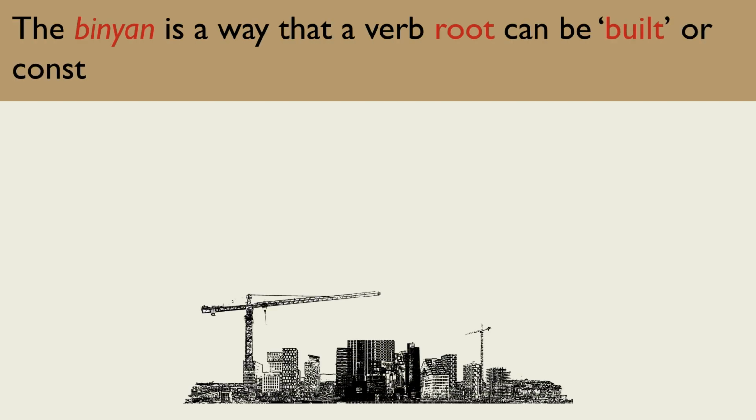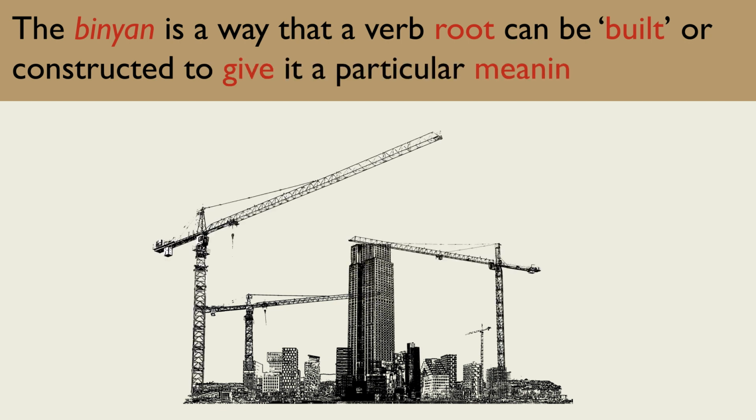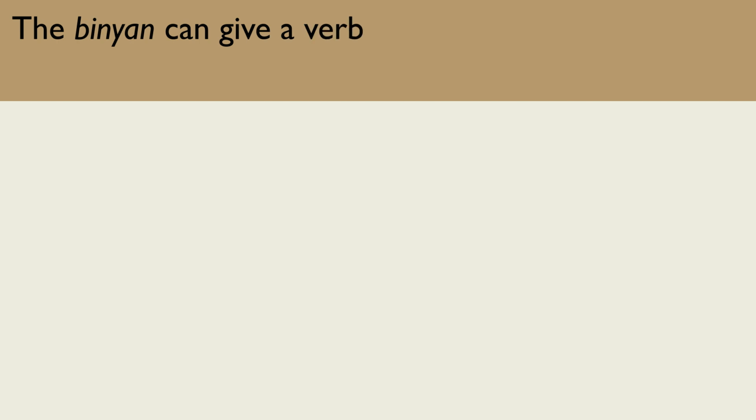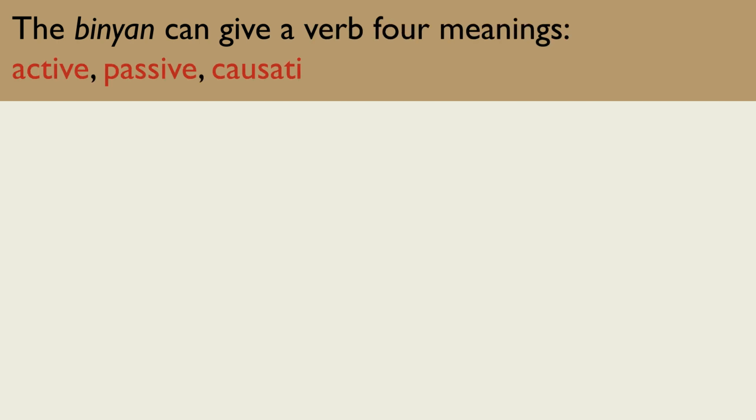The Hebrew word binyan means building or construction. In biblical Hebrew grammar, a binyan is a way that a verb root can be built or constructed to give it a particular meaning. There are 4 main meanings that a binyan can give to a verb: active, passive, causative, and reflexive.